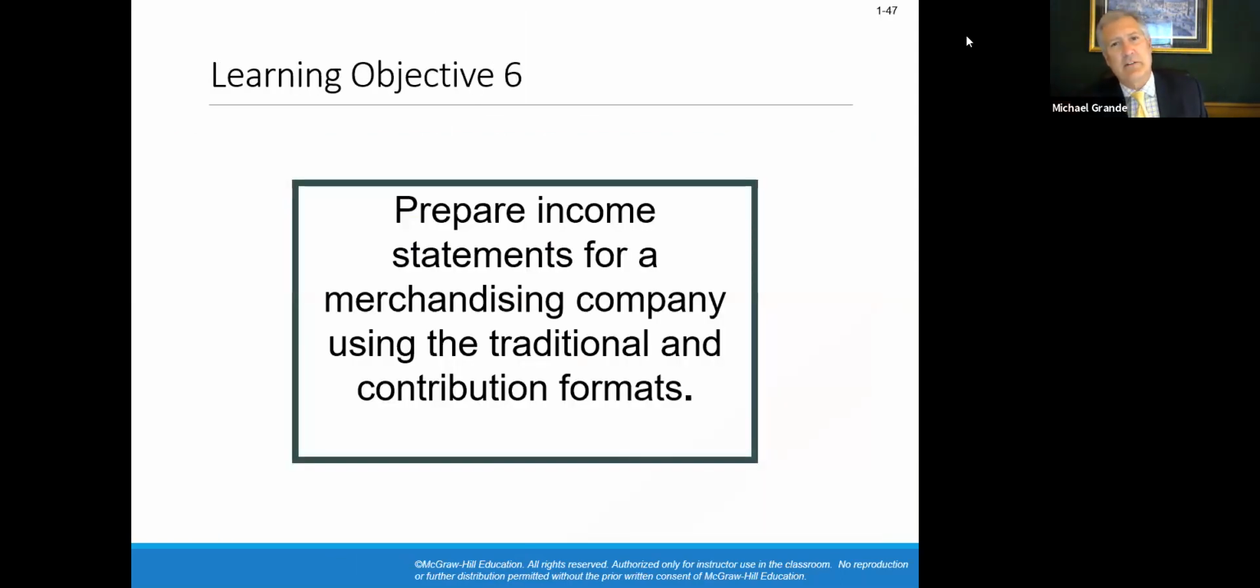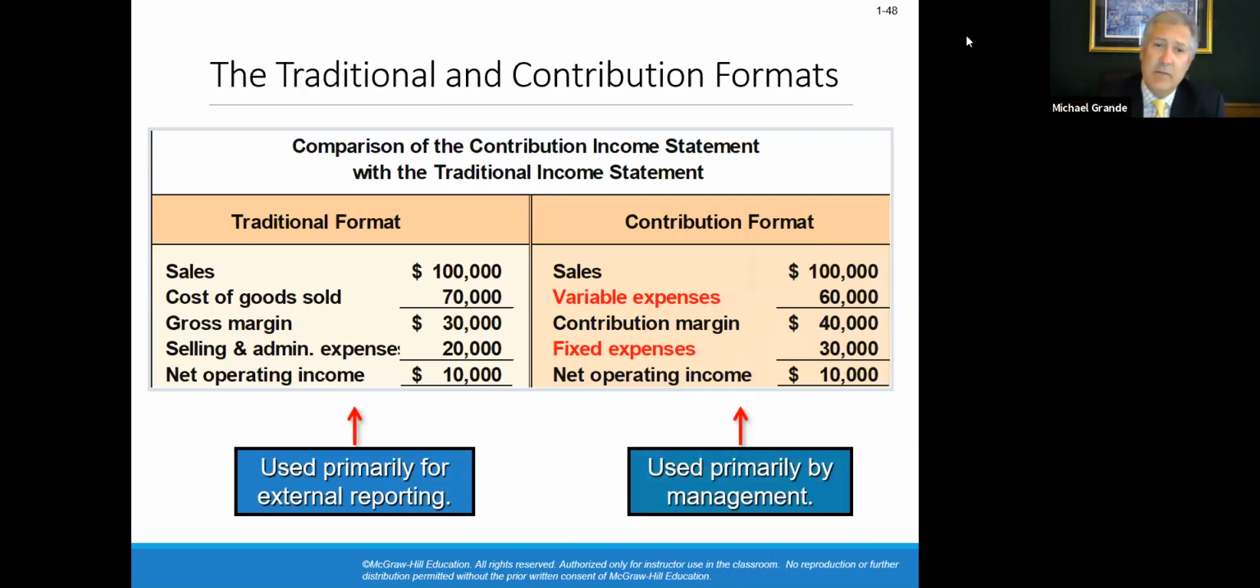Last objective: prepare income statements for a merchandising company using a traditional and contribution format income statement. We're going to see more of this in chapter 5. Look at this income statement. The one on the left-hand side is what we call the traditional income statement, the multi-step income statement. Sales less cost of goods sold equals gross margin, less selling and administrative expenses equals net operating income. In other words, sales revenue minus product cost equals gross margin, less non-manufacturing costs equals net income. Used primarily for external reporting. It's what you learn in financial accounting.